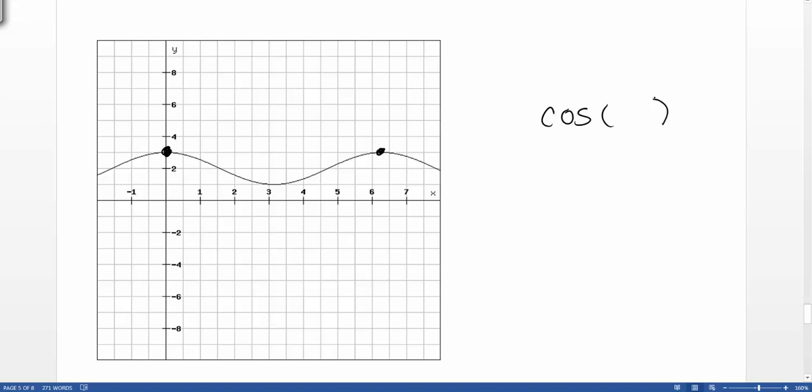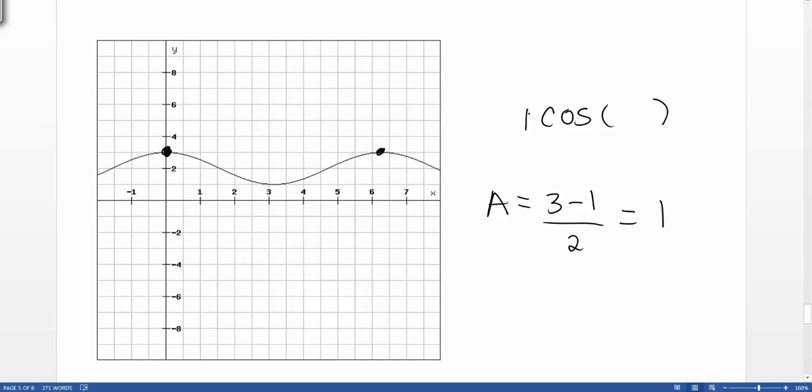So now I'm going to consider the amplitude. Again, I'm going to take the maximum value, which is 3, minus the minimum value, which is 1, and divide by 2. 3 minus 1 is 2, divided by 2 is 1. So my amplitude is 1. And here, it doesn't look like my cosine graph was rotated. So I'm pretty sure that my amplitude here is positive 1. I can write that in, or I could just leave it as cosine.